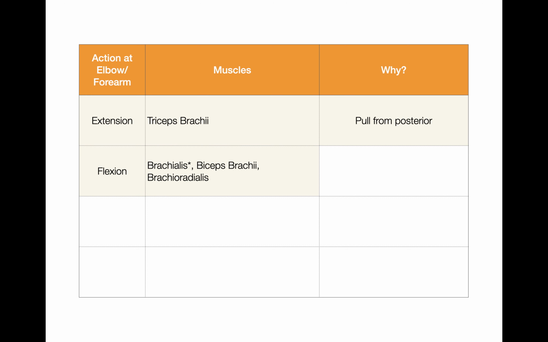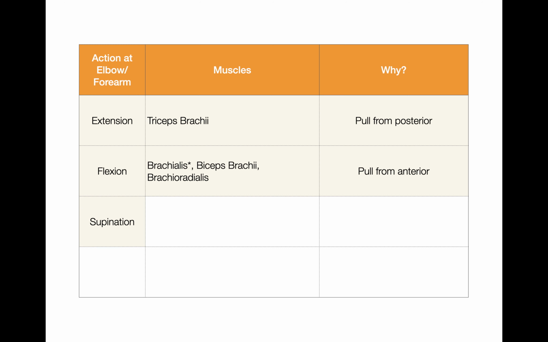Flexion, there are three of them: brachialis, biceps brachii, and brachioradialis, which actually belongs to the forearm if we were to group it up based upon compartments. But all three of these, the three B's of flexion at the elbow, pull from anterior. So as they cross the elbow joint, they are crossing anteriorly.